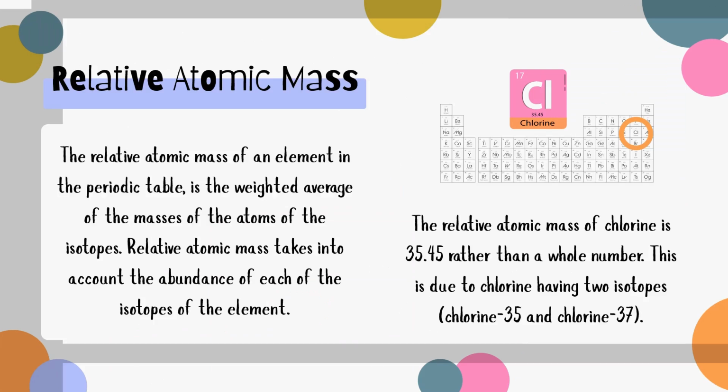Relative atomic mass. The relative atomic mass of an element in the periodic table is the weighted average of the masses of atoms of the isotopes. Relative atomic mass takes into account the abundance of each isotope of the element. The relative atomic mass of chlorine is 35.45 rather than a whole number. This is due to chlorine having two isotopes.